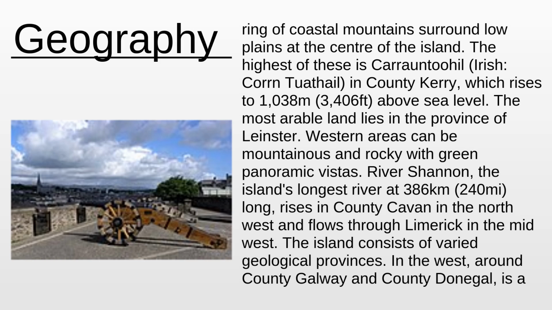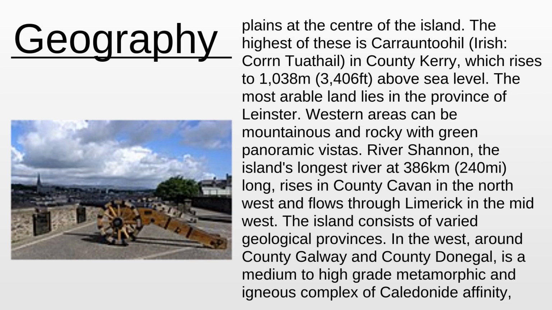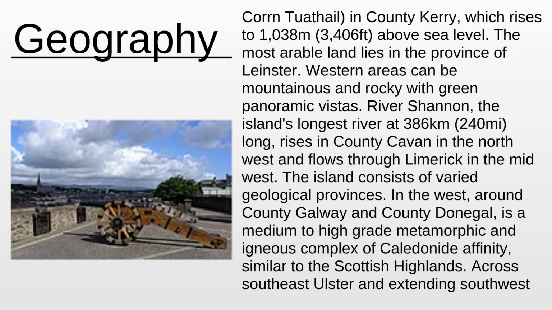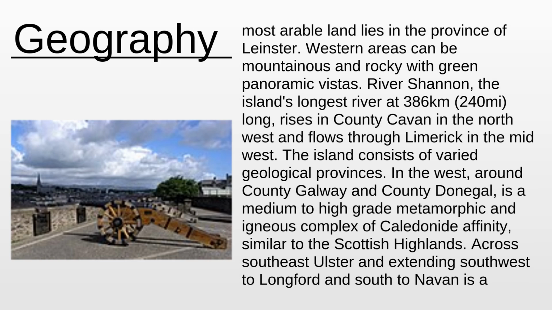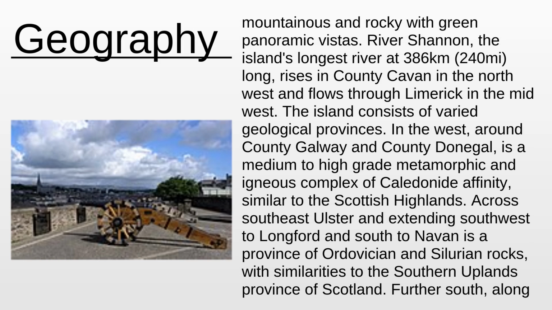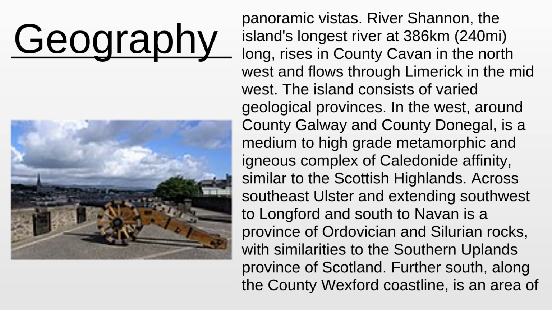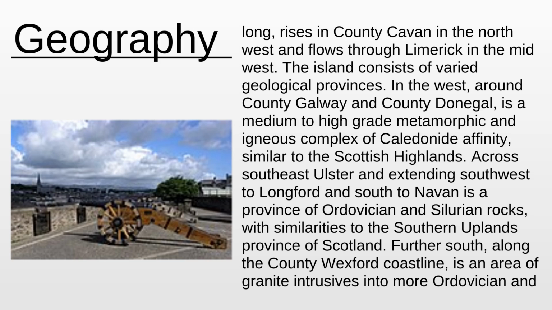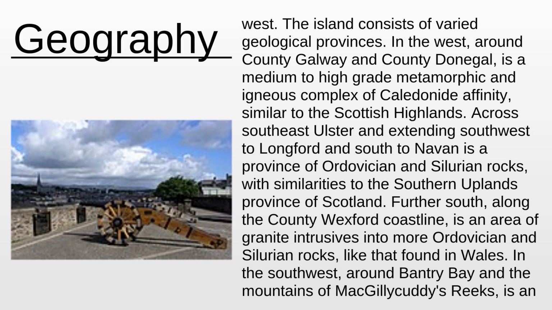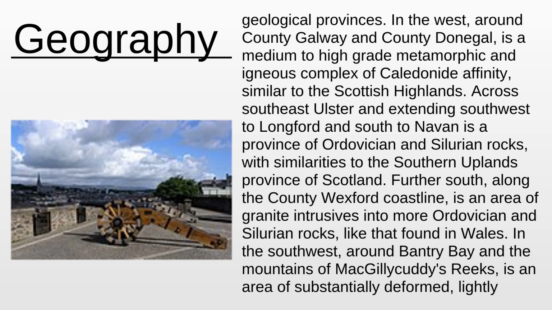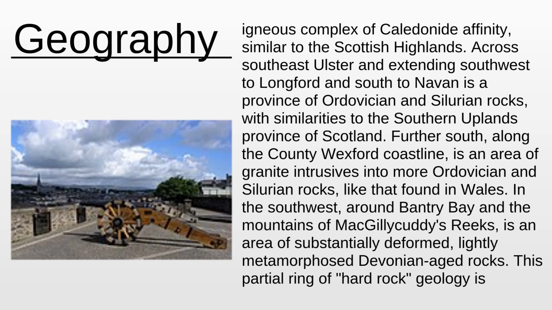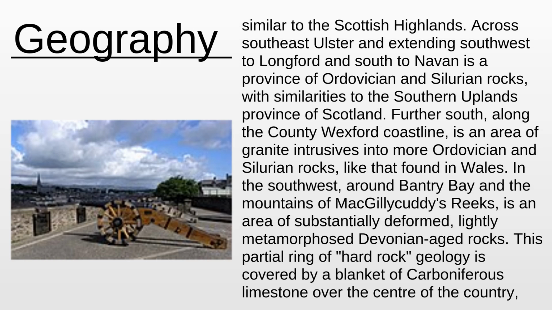A ring of coastal mountains surround low plains at the centre of the island. The highest of these is Carrauntoohil, Irish, Corrán Tuathail, in County Kerry, which rises to 1,038 meters, 3,406 feet, above sea level. The most arable land lies in the province of Leinster. Western areas can be mountainous and rocky with green panoramic vistas. River Shannon, the island's longest river at 386 kilometers, 240 miles, long, rises in County Cavan in the northwest and flows through Limerick in the midwest. The island consists of varied geological provinces. In the west, around County Galway and County Donegal, is a medium to high-grade metamorphic and igneous complex of Caledonian affinity, similar to the Scottish Highlands.